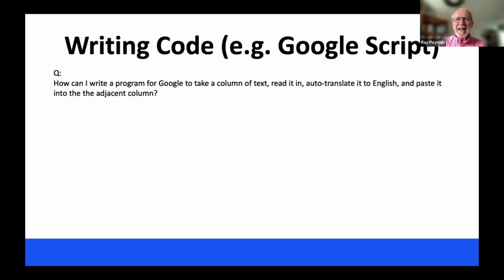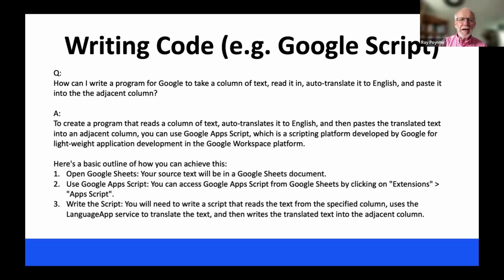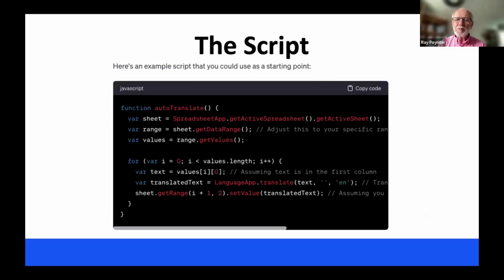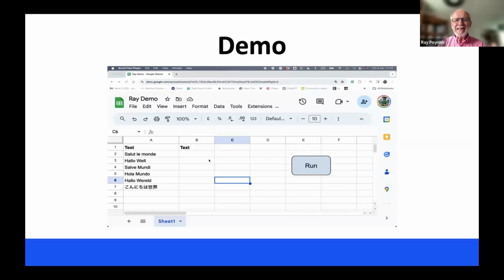We can also ask it how to write code. So here I'm looking at it using Google Script. How can I write a program for Google to take a column of text, read it in, auto-translate it into English, and paste it into the adjacent column? It tells me how to do that. It also gives me the code. I can click now on copy code. I can paste that in as a Google script, and I can run it. So just going to show you an example of what happens when I did that.